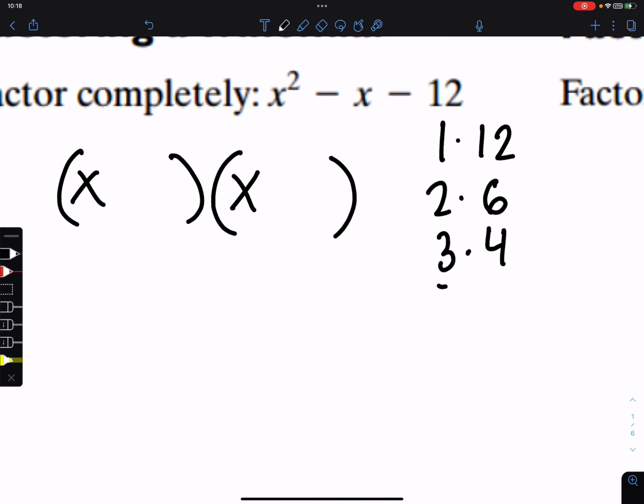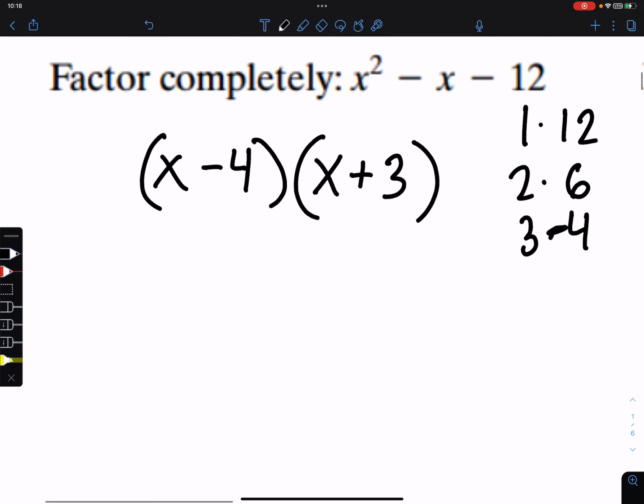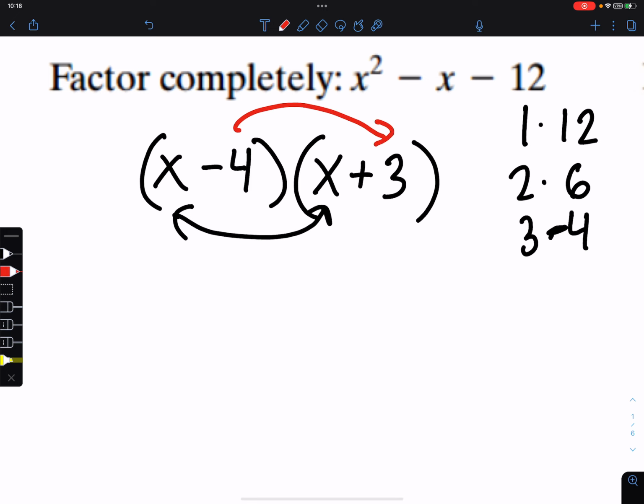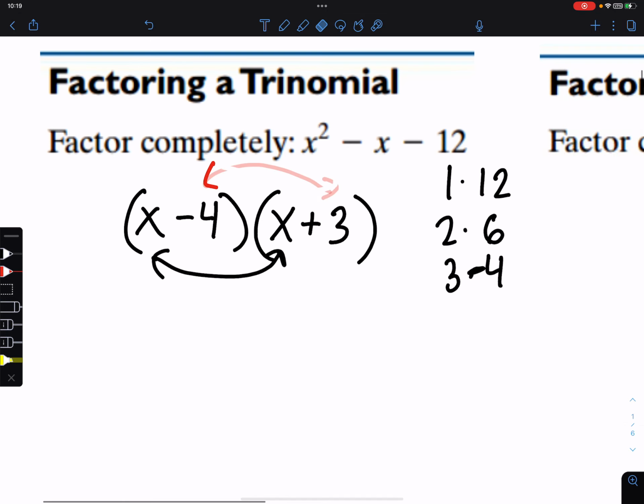So think of which one should I put a negative on? The negative on the 4 or the negative on the 3? Well, they have to add up to give me negative 1. So negative on the 4. So we can put a negative 4 here and a plus 3 here. Okay, now does this work? x times x, does that give me x squared? Yes. Negative 4 times 3, does that give me negative 12? Yes. And then negative 4 and 3, if you add them, you should get negative 1. So yes, that works. And that's our answer.